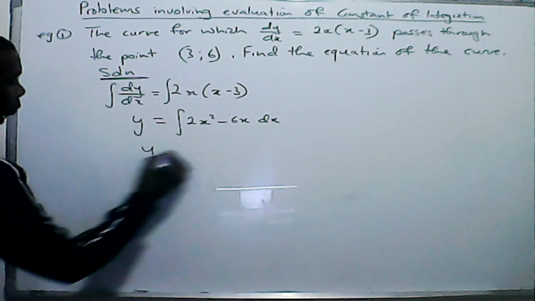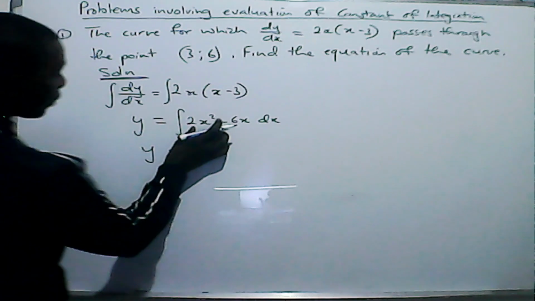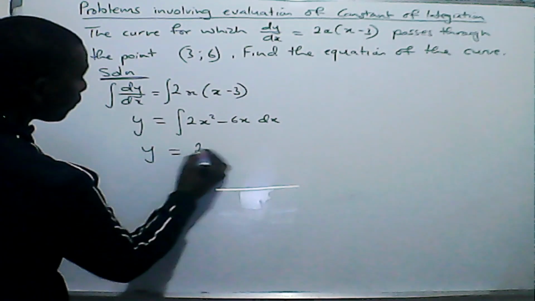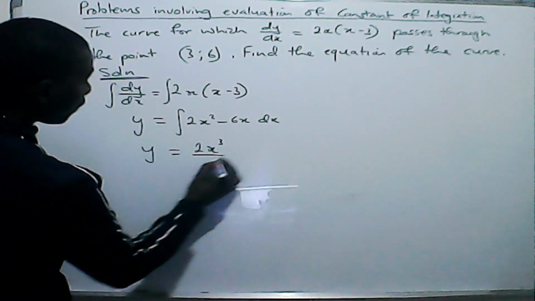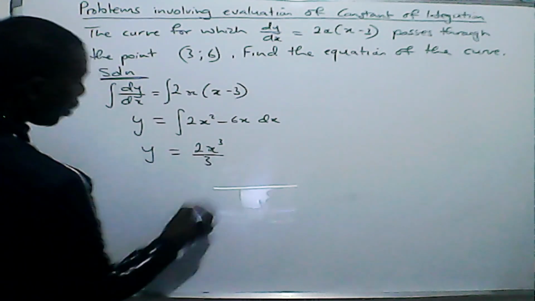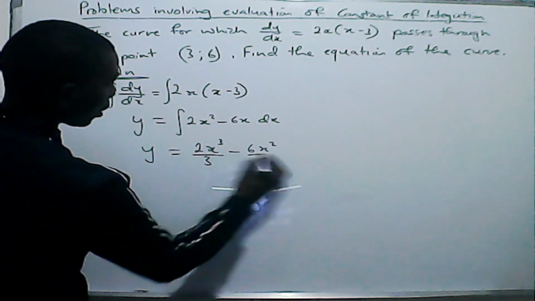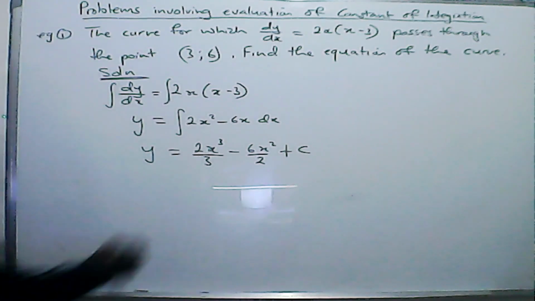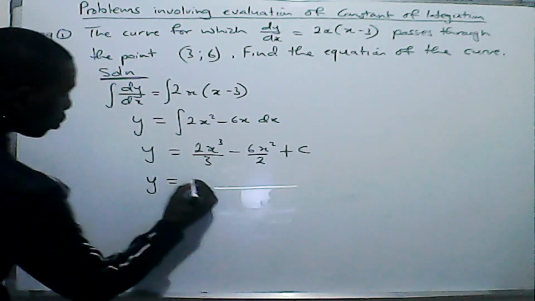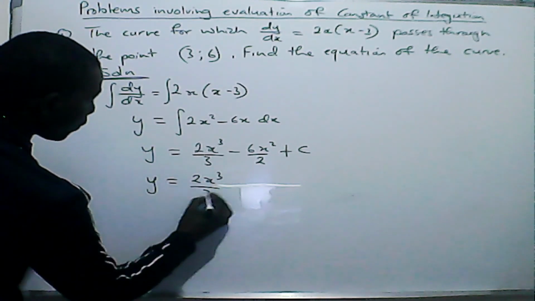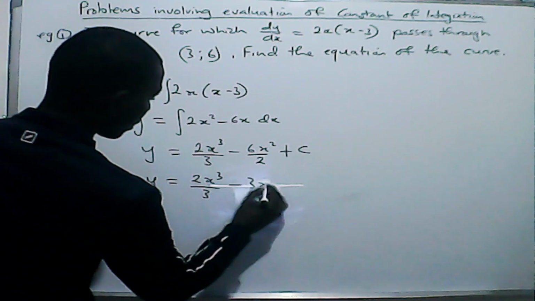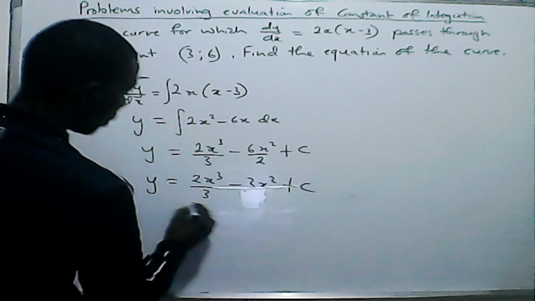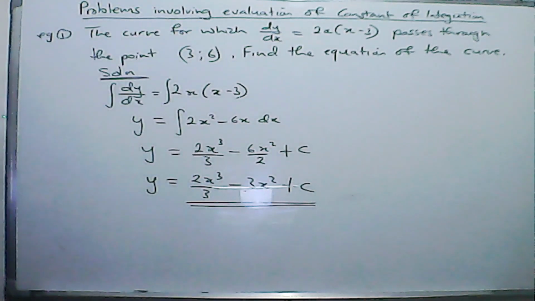Now our function of y is equal to, integrating this function, remember we add 1 to the power and divide by the new power. So we have 2x to the power 3 over the new power 3, minus 6x squared over the new power 2, plus a constant of integration. Therefore y is equal to 2x cubed over 3 minus 3x squared plus a constant of integration. So this is the function of y.